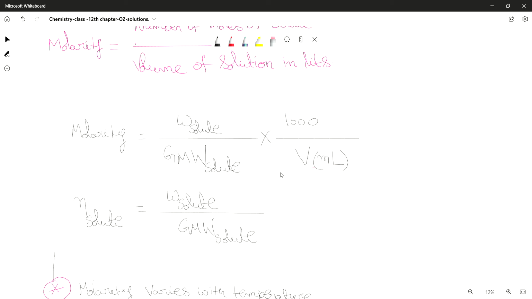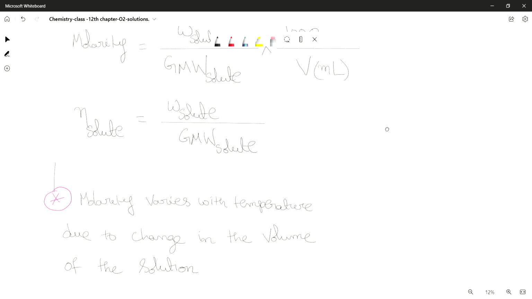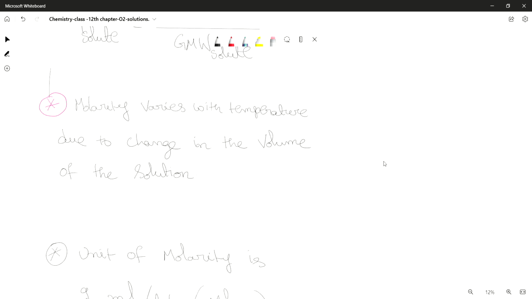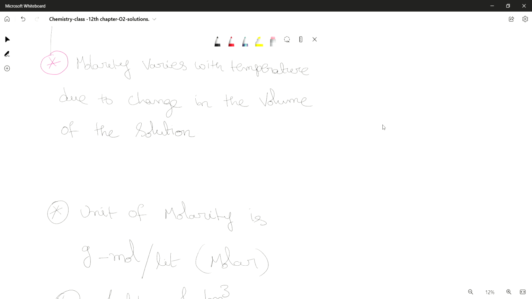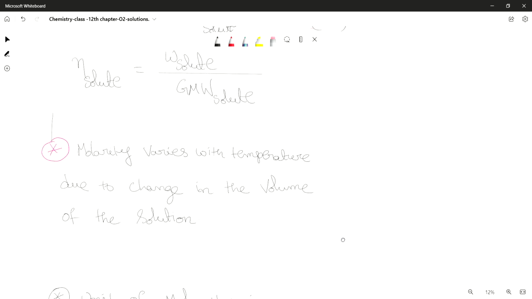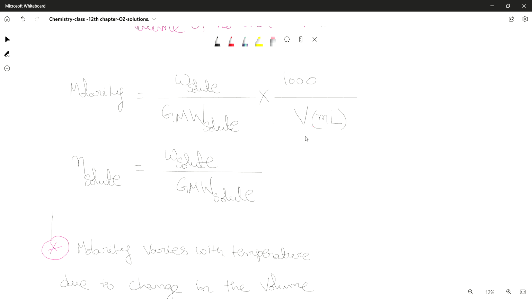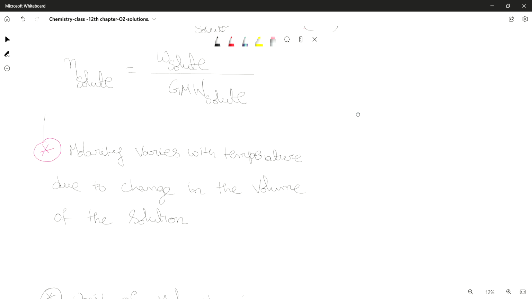The number of moles of solute is given by the weight of the solute divided by gram molecular weight of solute. And molarity varies with temperature due to change in the volume of the solution. Why the volume of the solution? Volume changes with the temperature and hence the molarity changes with temperature. You can see in the molarity equation that it contains the volume, right? So as the volume changes with temperature, molarity changes with temperature. That is the idea here.